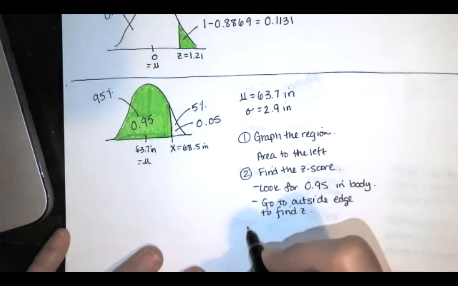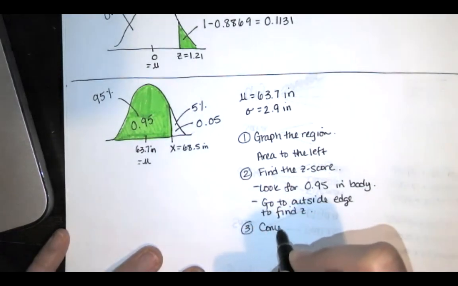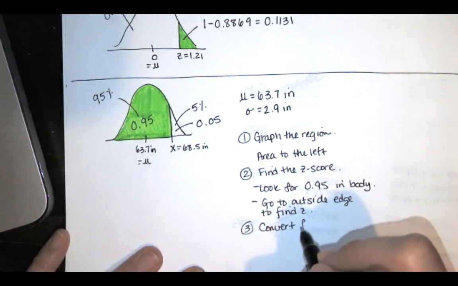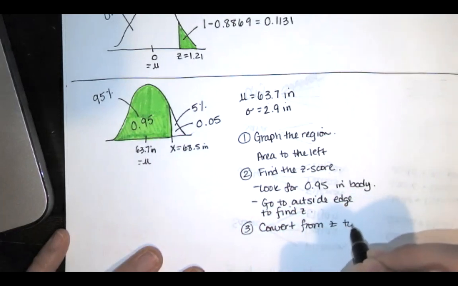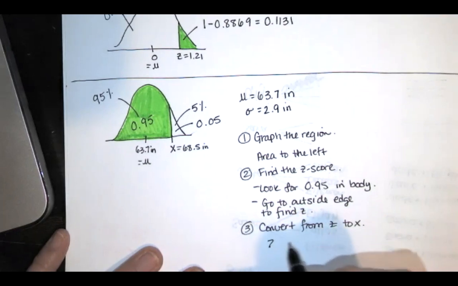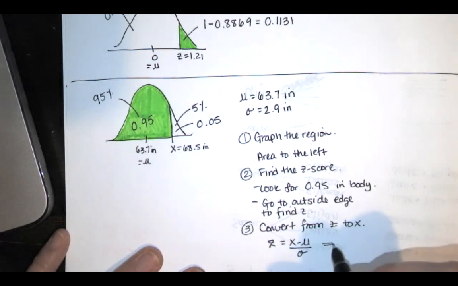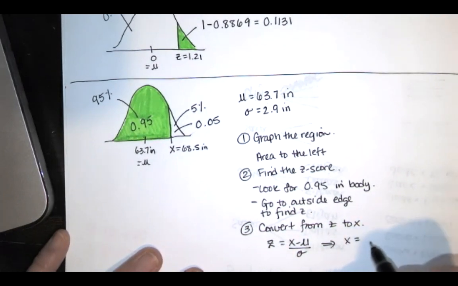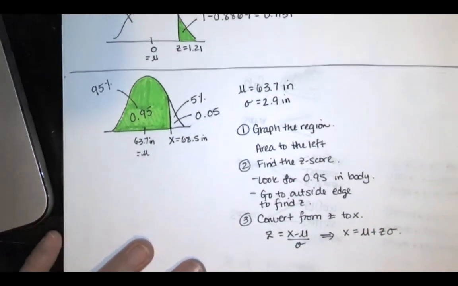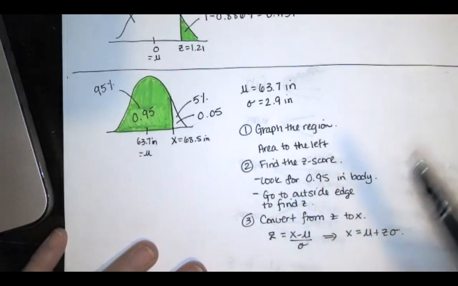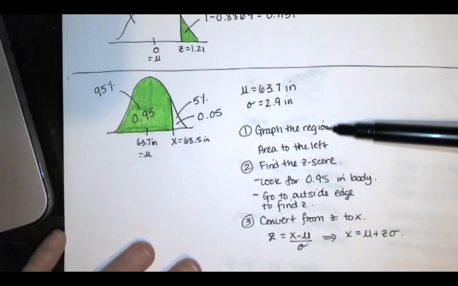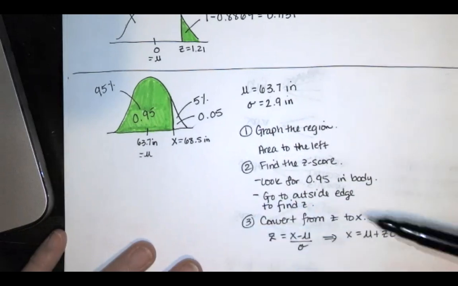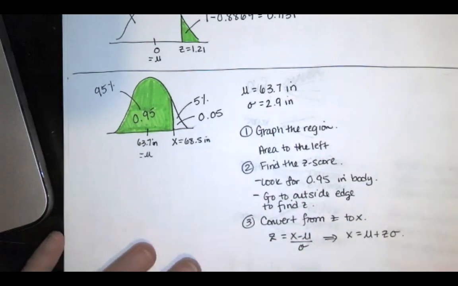And then once you have the z-score, you need to convert your z back to x. z was equal to x minus the mean divided by the standard deviation. So if you solve this for x, you have x equals the mean plus z times the standard deviation. And then that gives you the x value. So we did this before in lesson 6.1. We're just adding this extra step at the end for lesson 6.2.